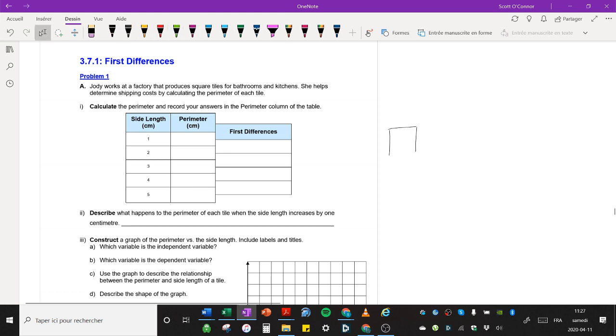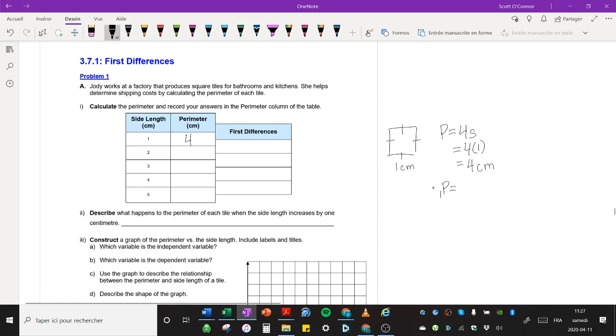So I want you to remember what we learned in our unit on geometry. If we had a square that had a side length of 1 centimeter, what would our perimeter be? You should remember that the perimeter formula for a square is P equals 4s. And if I were to substitute in 1 for s, then I would get 4 centimeters. So your answer in this one here should be 4.